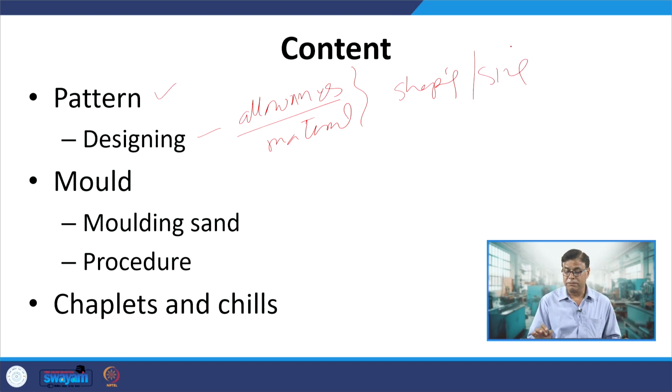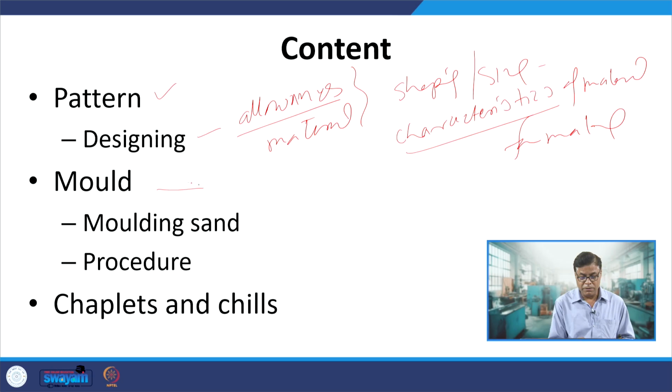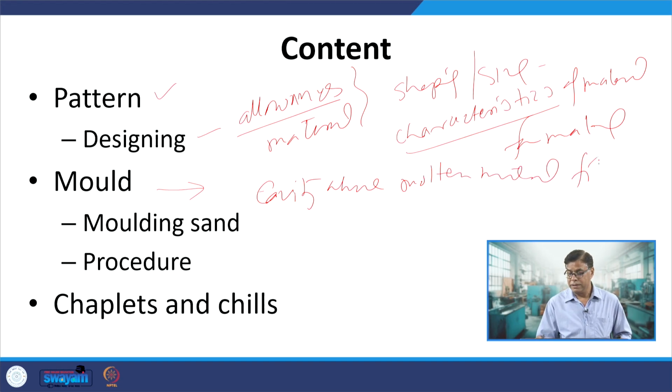Apart from the sizing of the pattern, we will also be talking about the characteristics of material which are important for making a pattern. Then the mold: the mold is one part of the gating system. It is a cavity where molten metal is filled for developing the casting. But it is a part of the gating system.